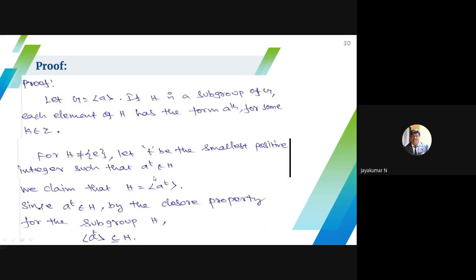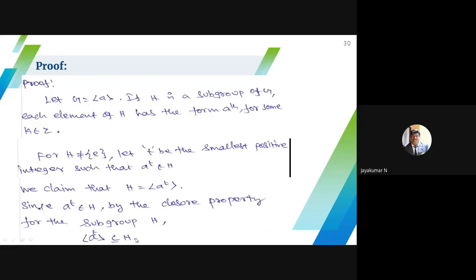Since A power T belongs to H, we assume that A power T belongs to H by the closure property for a subgroup of G, because we know that H is a subgroup. So A power T belongs to H means A power T into A power T also belongs to H, that is A power T whole square. A power T into A power T into A power T, that is A power T whole cube, also belongs to H by the closure axiom. Therefore, each and every element generated by A power T is also an element in H.